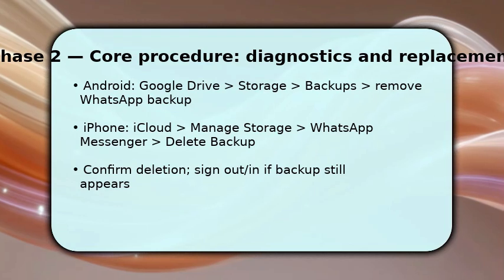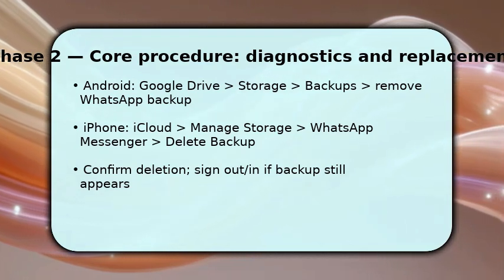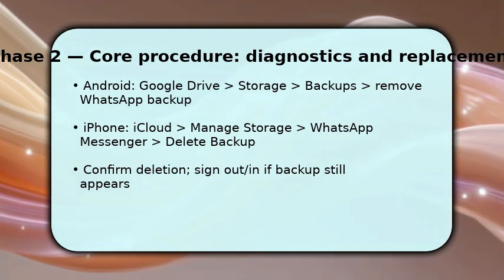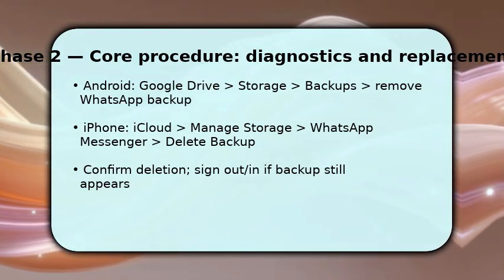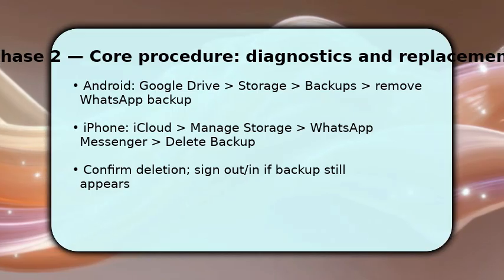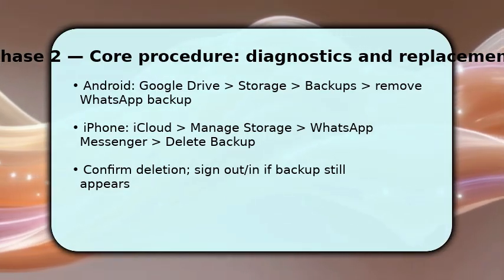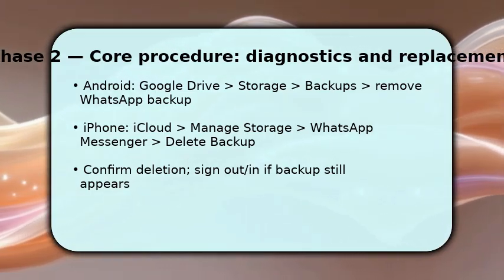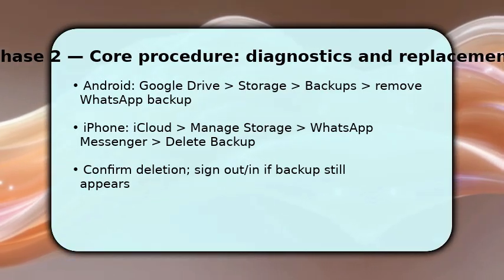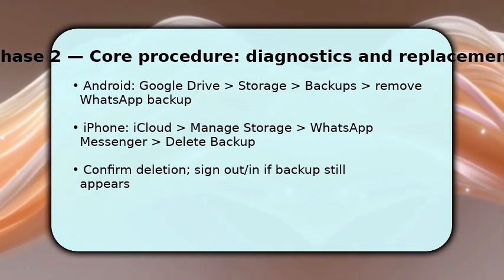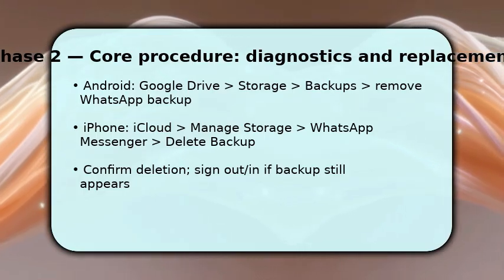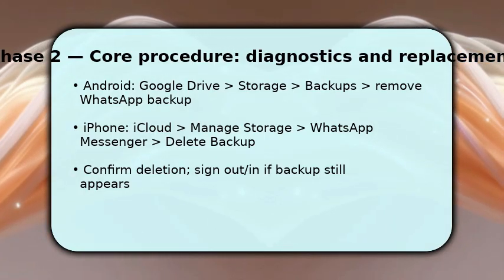Next, you remove the backup from the cloud so WhatsApp can't restore it. On Android, go to Drive.Google.com or the Google Drive app, Storage, Backups, find the WhatsApp entry and choose Delete Backup. On iPhone, open Settings, Your Name, iCloud, Manage Storage, tap WhatsApp Messenger and delete backup. Once removed, force quit WhatsApp and restart your device. Make sure the backup no longer appears in cloud storage so the deletion is final.